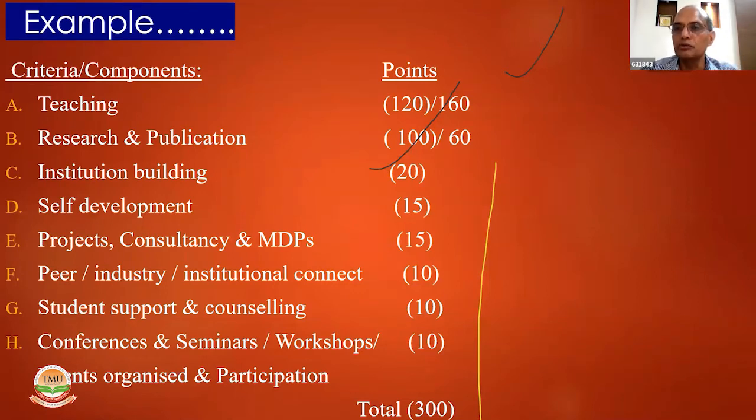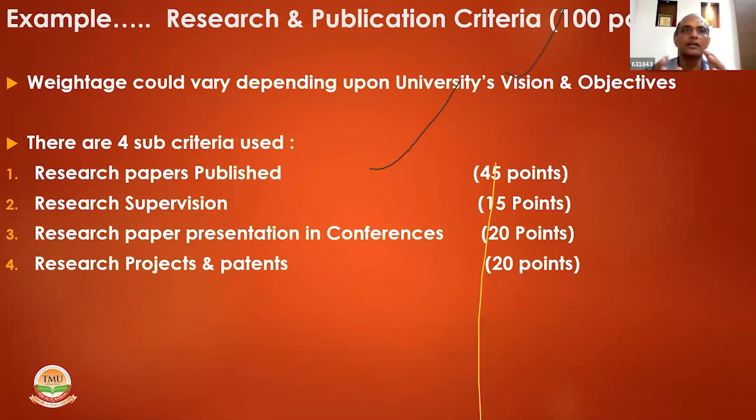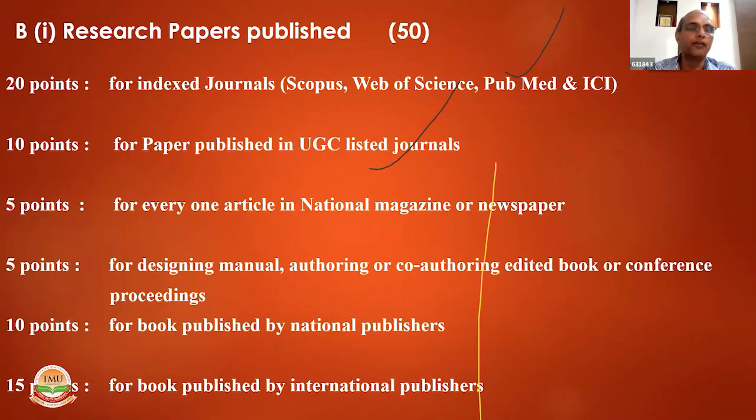Now, taking these parameters, I have further taken a single criterion and elaborated it based upon the principles which I defined. That means look at the individuals, look at the sufficiency of activities from which individuals can choose, that is the cafeteria system. Look at this. Okay. The research and publication criterion has been subdivided into 4 sub-criteria. And those 100 points have been further subdivided, again given a weightage. Research papers published, research supervision, research paper presentation in conferences, research projects and patents published are awarded. This is a further sub-division. Within each sub-criterion, I have further given them more opportunities to choose from. That's a basic cafeteria. Look at this, this is a cafeteria.